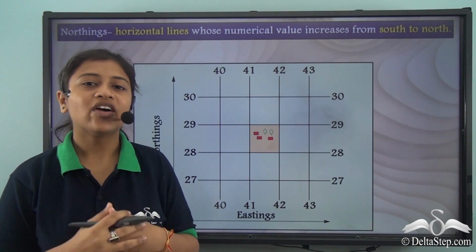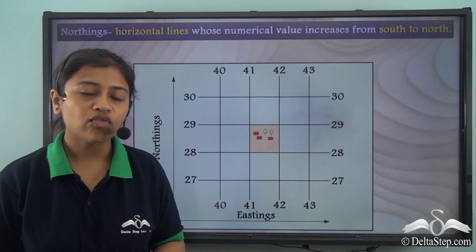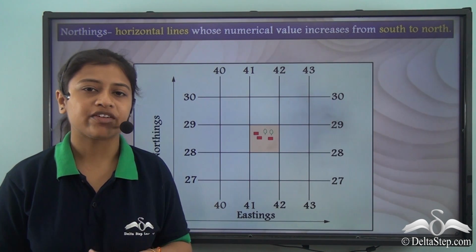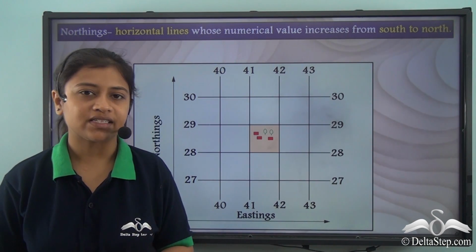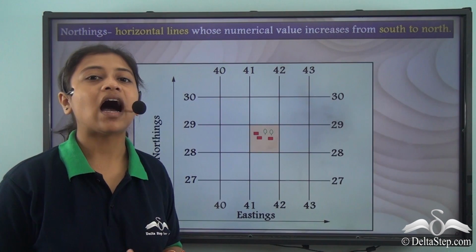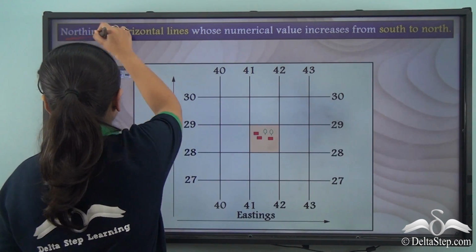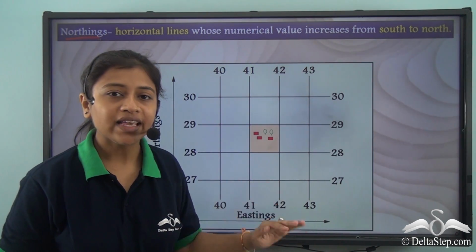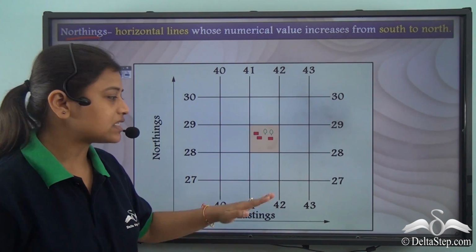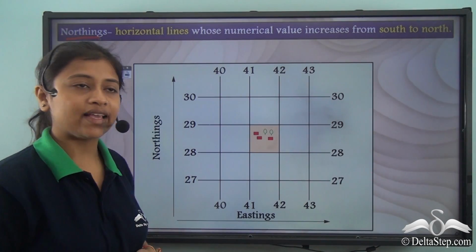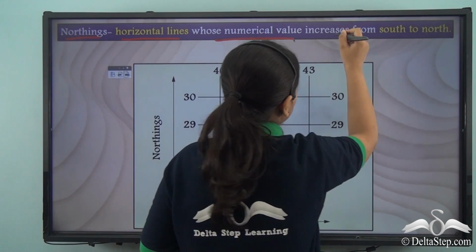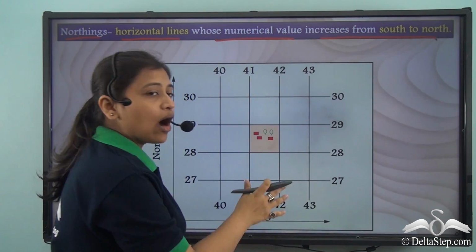So the vertical and horizontal lines that move across the map and they intersect to form grid lines on the topographical maps help us locate places. And these have a special name. So the horizontal lines are known as Northings. And the value of these horizontal lines keep increasing as they move from south to north. So the Northings are horizontal lines whose numerical value increases from south to north.